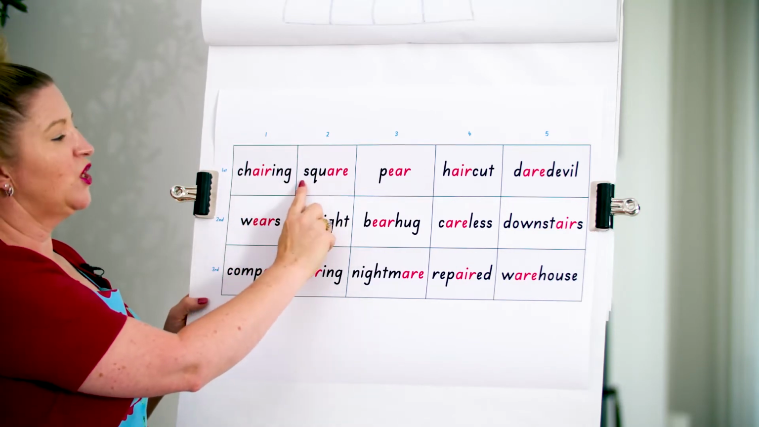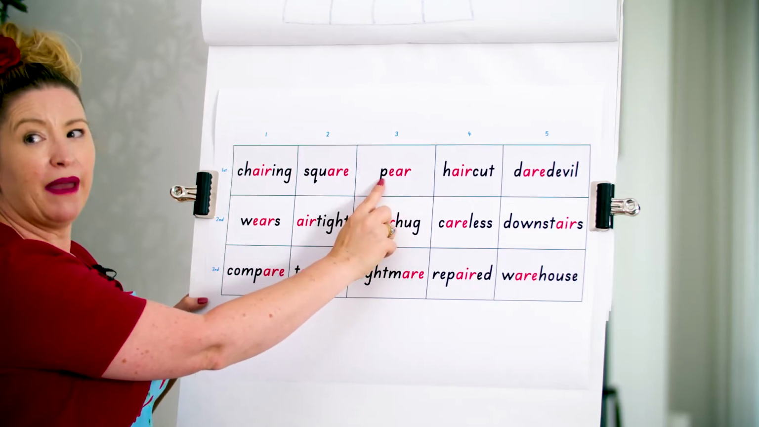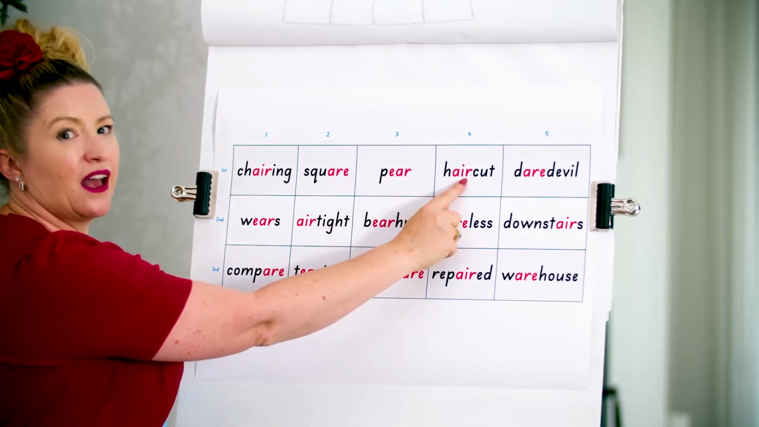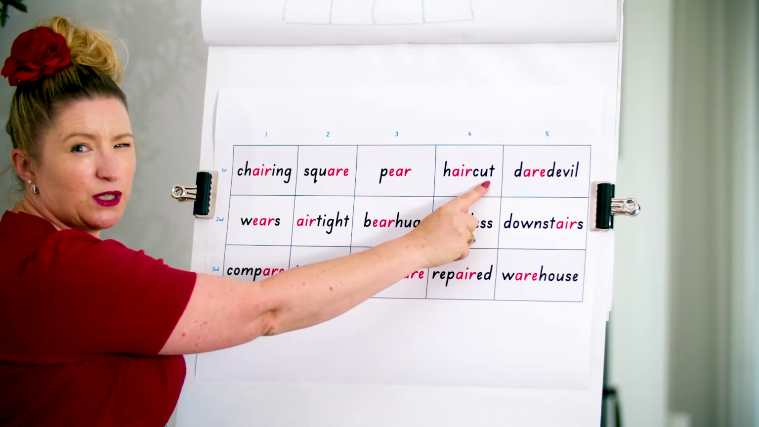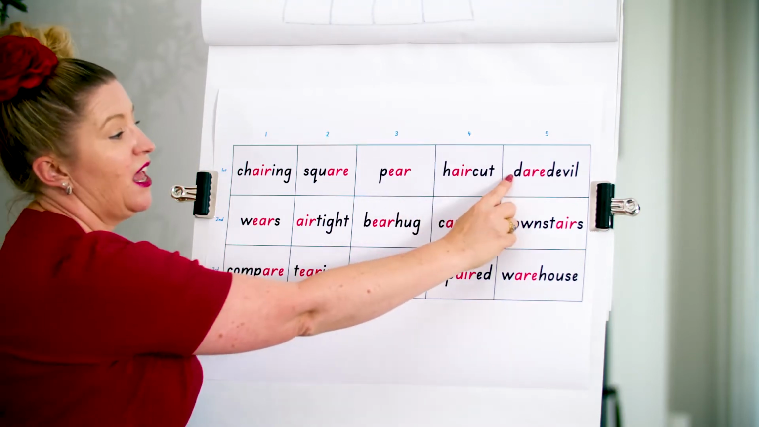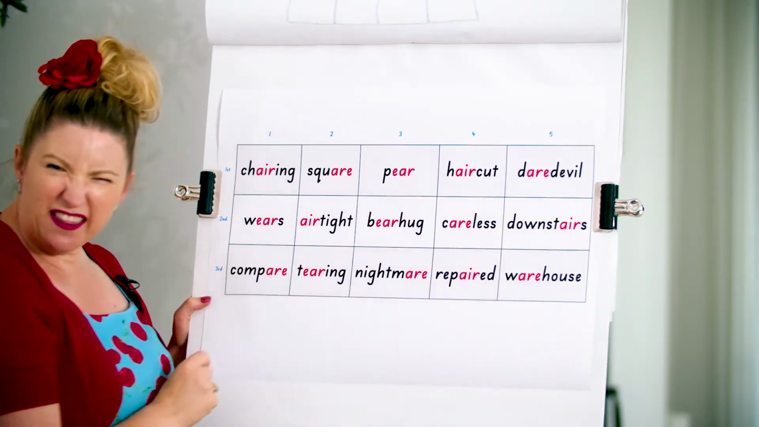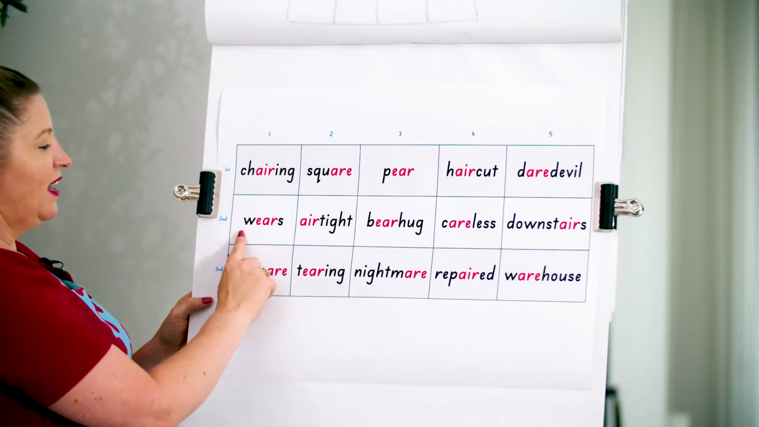Cherry, square, pear. I'm going to scoop if it's a multi-syllable word for you. Haircut, daredevil. Did you get that one? That's a bit tricky. Next row.